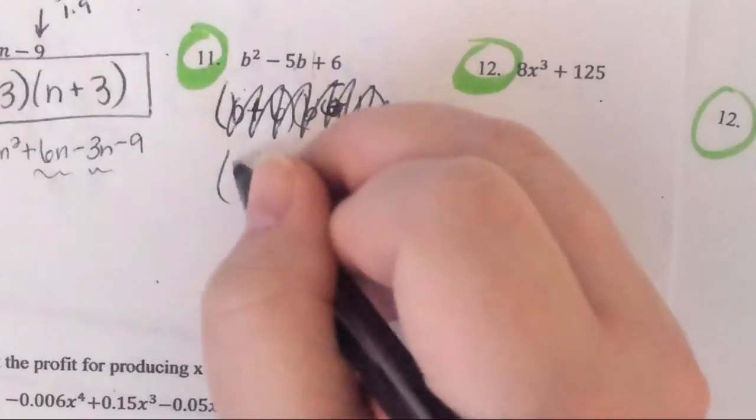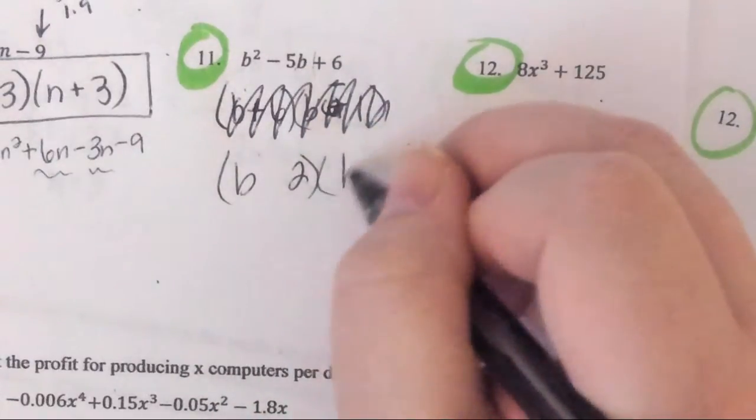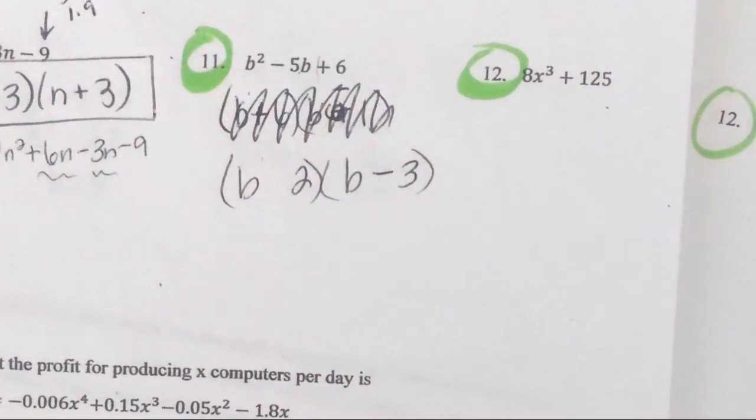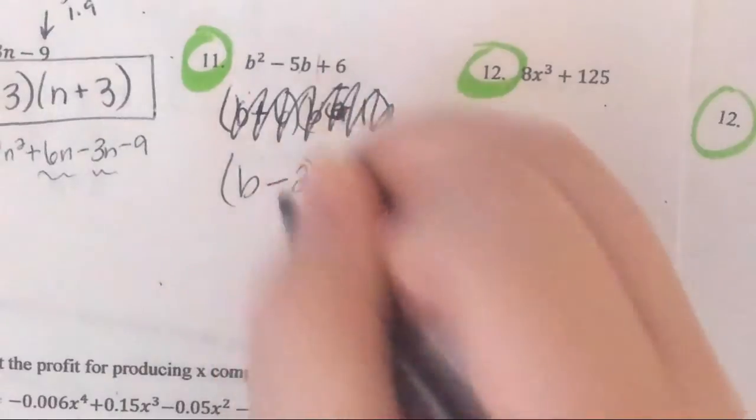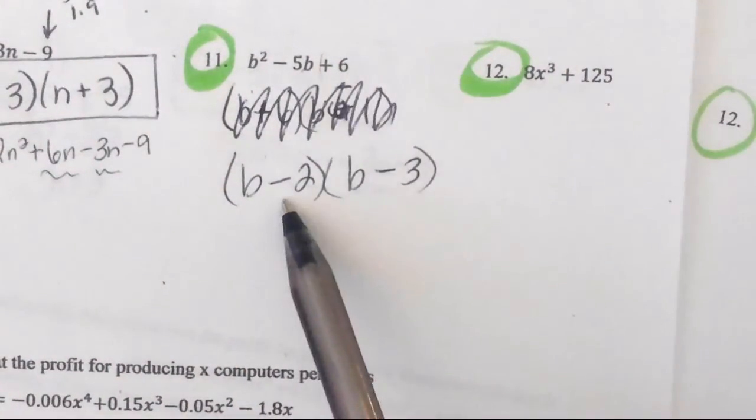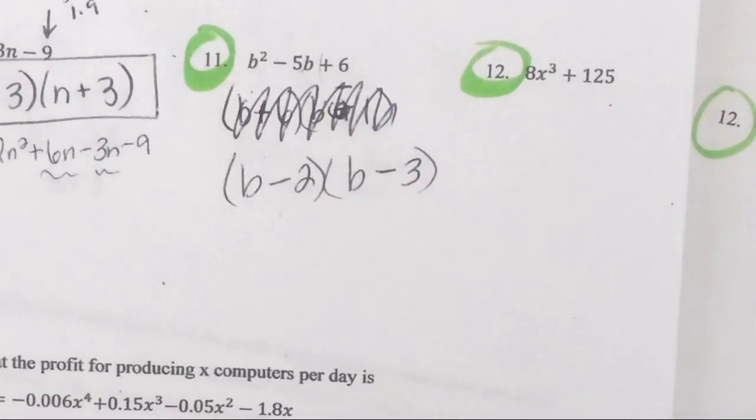2 and 3. Okay, let's try 2 and 3, but what are the signs? It has to be a negative 3, and 2 is also negative. It has to also be a negative 2. Negative 2 times negative 3 is positive 6. Negative 2 minus 3 is negative 5. That one was tricky, I agree.